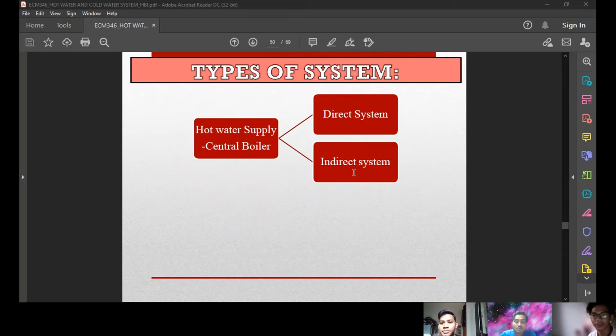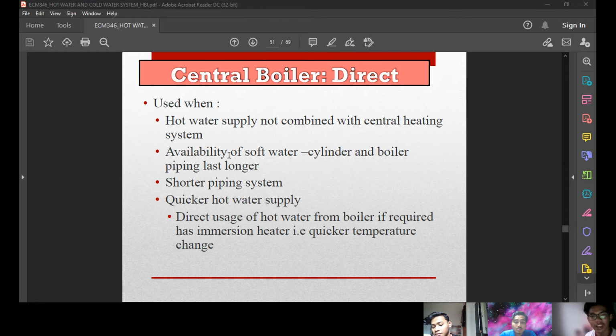Like hot water supply, the central boiler has two systems, like Syed has explained, which are direct and indirect systems. Central boiler, which is direct, is used when hot water supply is not combined with a central heating system.